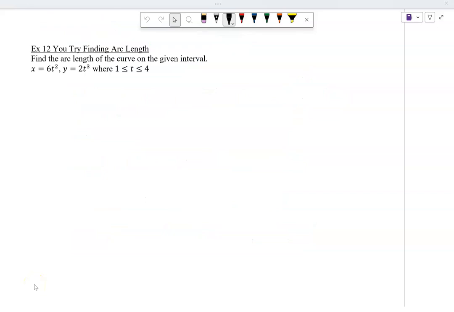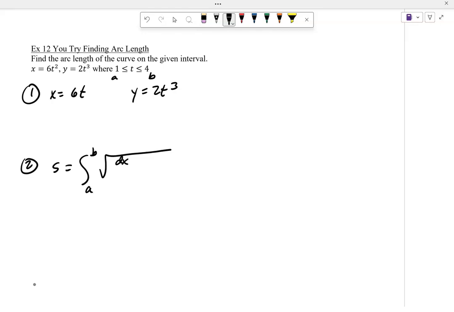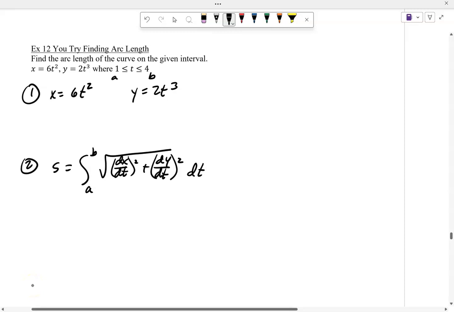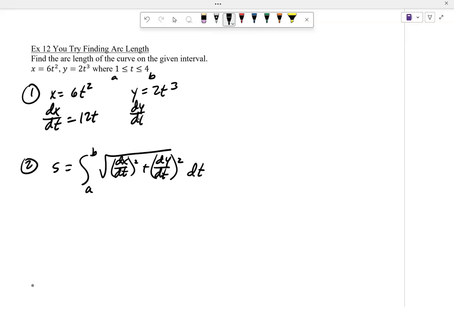This is a good problem if you want to pause the video and find the arc length from A to B. So find dx/dt, find dy/dt, and then go ahead and plug it into your arc length formula. I wrote that wrong. That's 6t squared right there. So your dx/dt is 12t, your dy/dt is 6t squared.